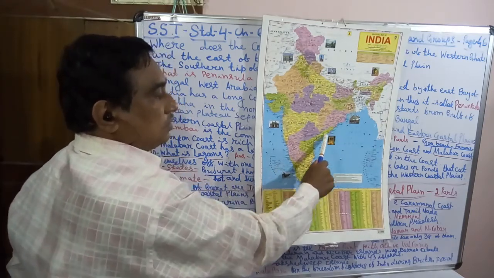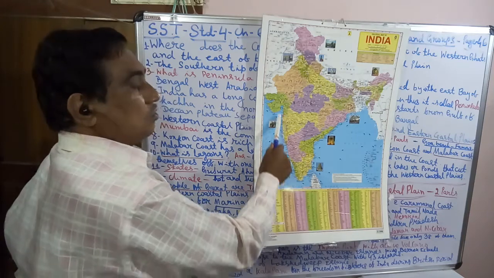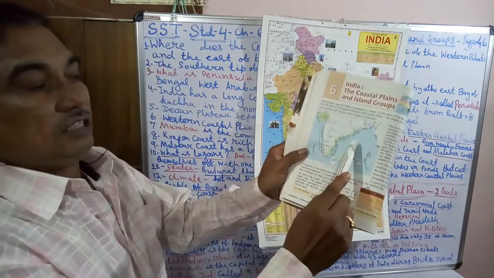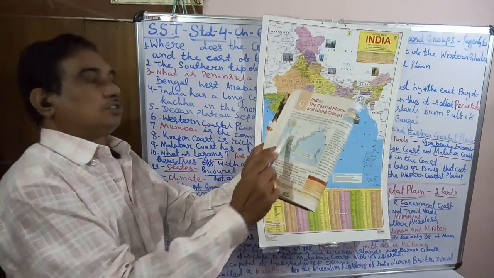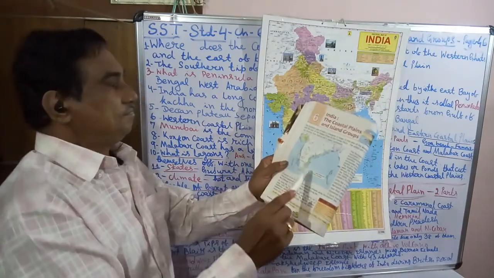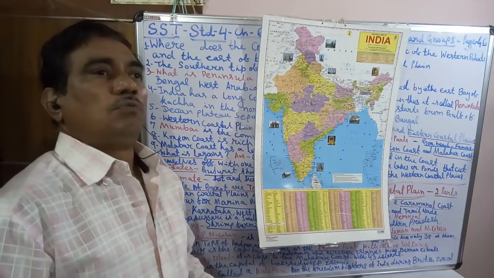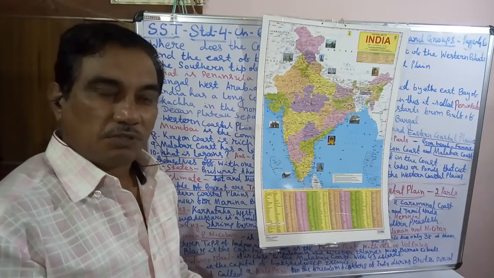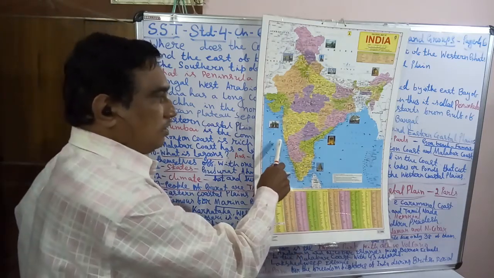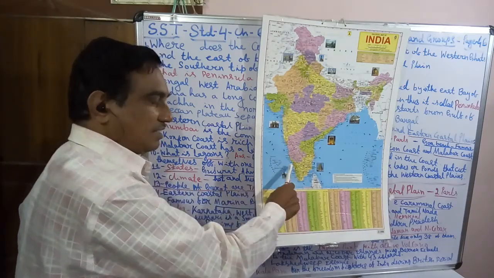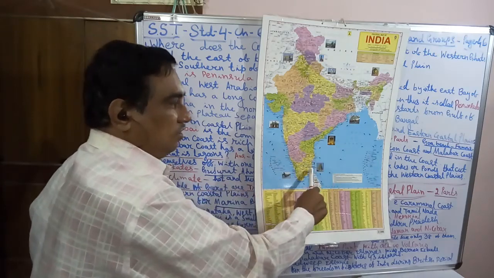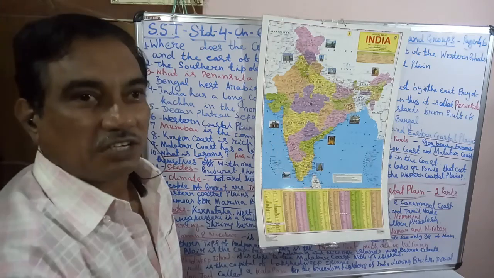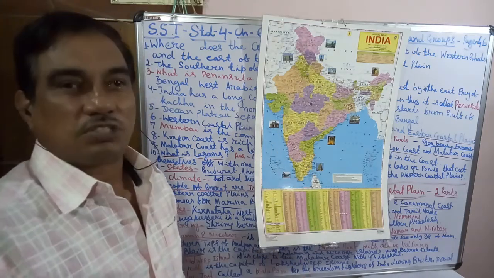This is the eastern coastal plains. This is the western coastal plains. In your book, the eastern coastal plains and western coastal plains are already marked. So, where are the coastal plains? They lie west of the Western Ghats and east of the Eastern Ghats.